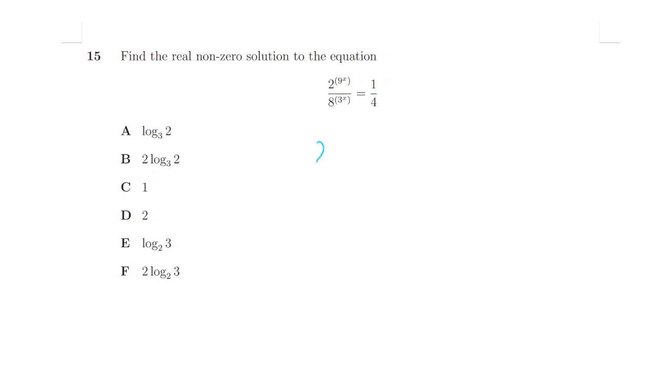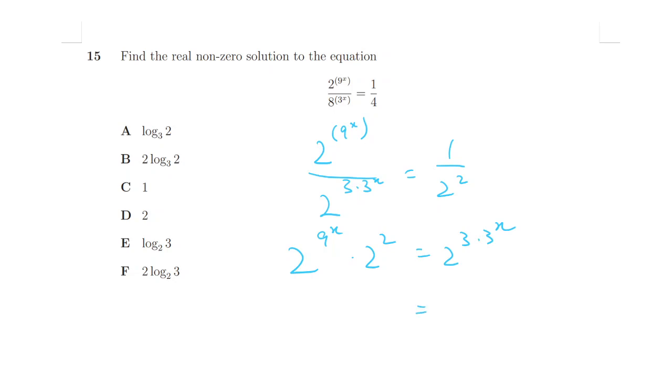Okay, good. So 2 to 9 to the x, no change needed there, divided by 2 to the 3 times 3 to x, because 8 is 2 cubed, equals 1 over 2 squared. Lovely, so now the bases are all 2's. Okay, next thing. Well, we hate fractions, so let's get rid of them. So we have 2 to the 9 to the x times 2 squared equals 2 to the 3 times 3 to the x. Very good.